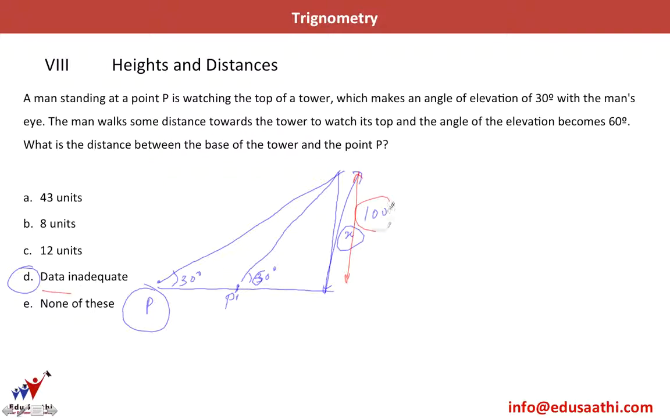Let's suppose that the height was 100. Then how would we find this point P? What I'll do is I'll simply apply tan 30 degrees in this triangle A, B and C. Tan 30 would be what? 100 divided by this distance x. So this gives me x. So x is nothing but 100 root 3. So only if I'm given some of the values in the question can I find the answer, otherwise I cannot. So the answer here is data inadequate. Let's look at another question.